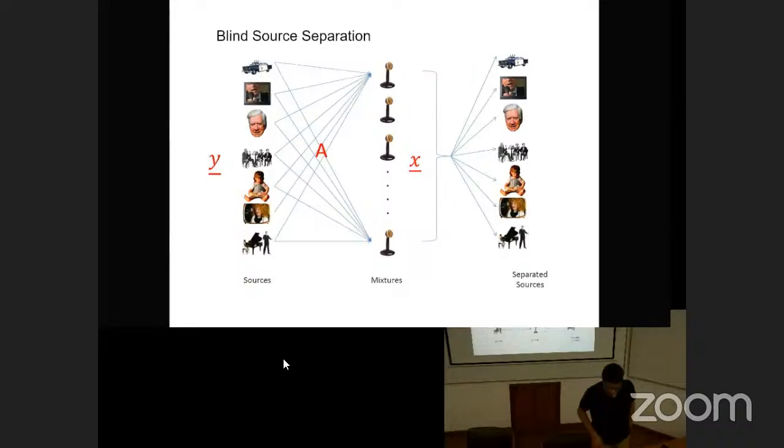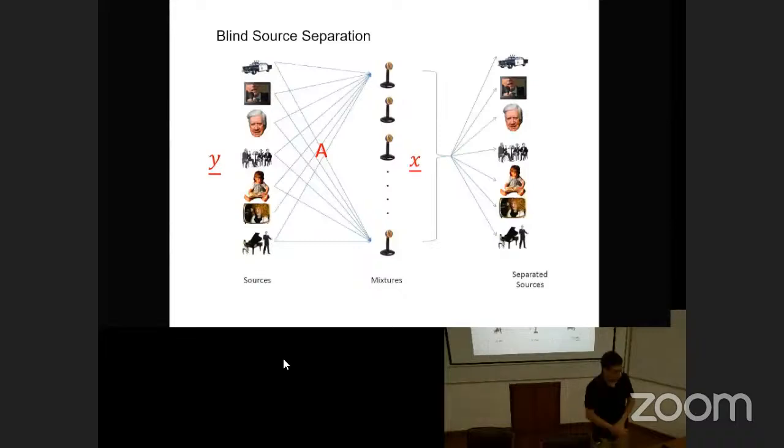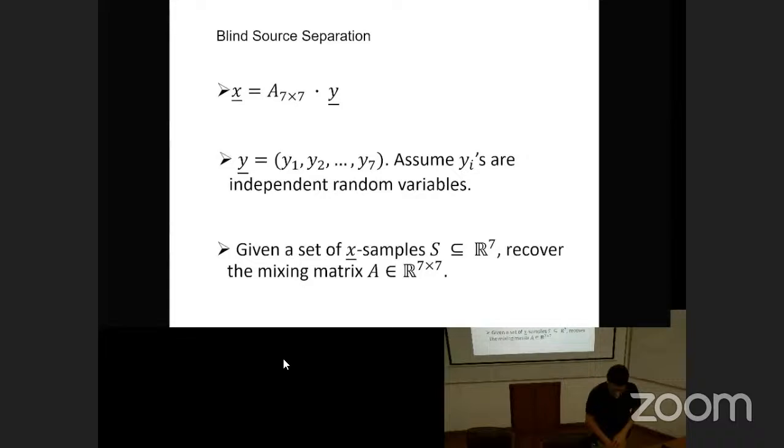Here, let me formulate it mathematically like this. We think of the sound emitted by a source as a random vector y, a seven-dimensional random vector. And what we are given are measurements x, which are some linear combinations of the y's. And each of those y's are independent sources. This is a critical thing. They are independent sources of sound. So, under this assumption that the yi's are independent random variables, we want to be able to find this mixing matrix, the way that you are combining these independent sources to get the signals.